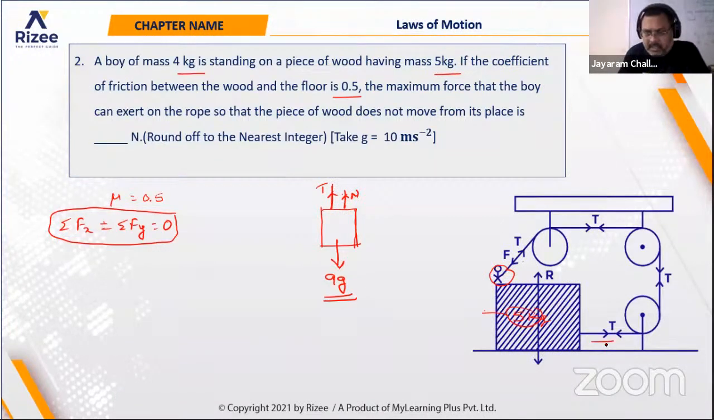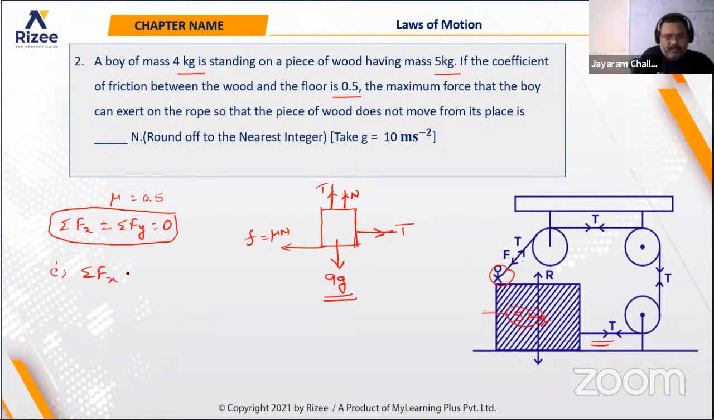Now horizontally here there is a tension T acting towards the right side, and that should be balanced by the frictional force. Frictional force is equal to mu into N. Now let's apply the first case, that is, the sum of all the forces acting along the x-axis is equal to 0. That means T minus mu into N is equal to 0.